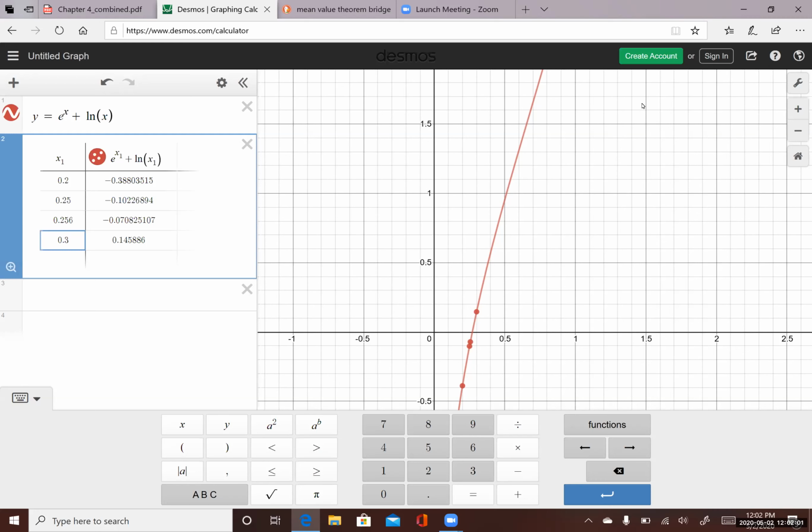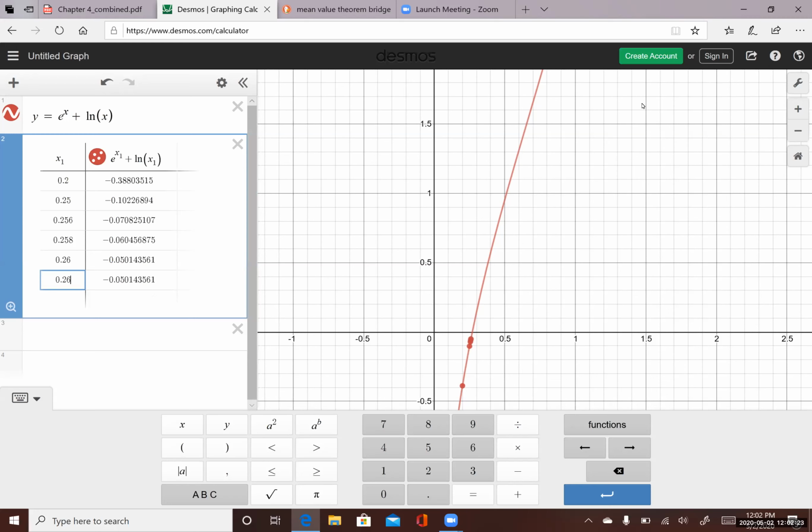All right, so 0.3 is positive, which is a little too far, right? Then I scale back a little bit. So I put 0.258. It's still negative, good. And then I go a little bit further to 0.26, still negative. 0.265, still negative. 0.268, still negative. All right, 0.27. Now it is a positive value.